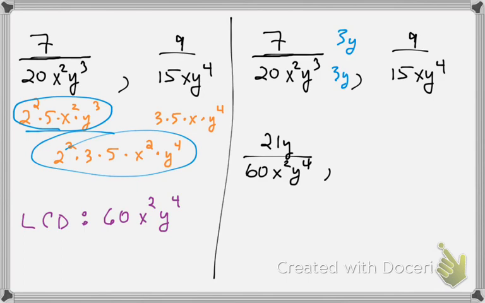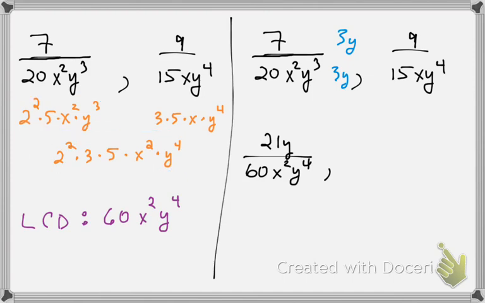What was our LCD consisting of? 2 squared times 3 times 5 x squared y to the 4th. What was missing? A 3 and a y, right? Yes, that's a good question. I was waiting for it. I was like, what? He just made it up, right?